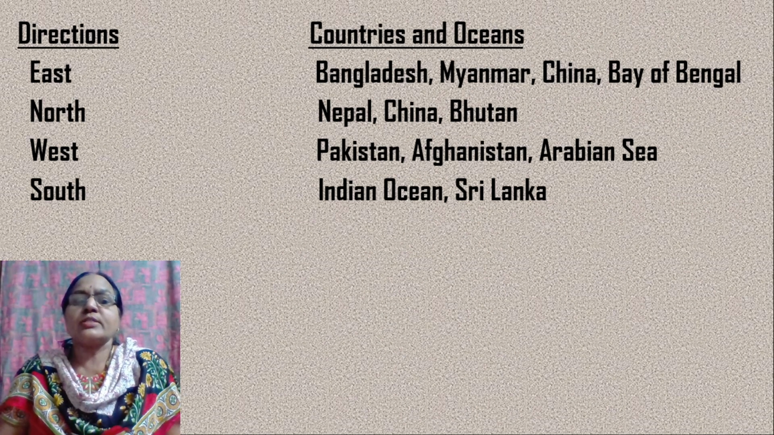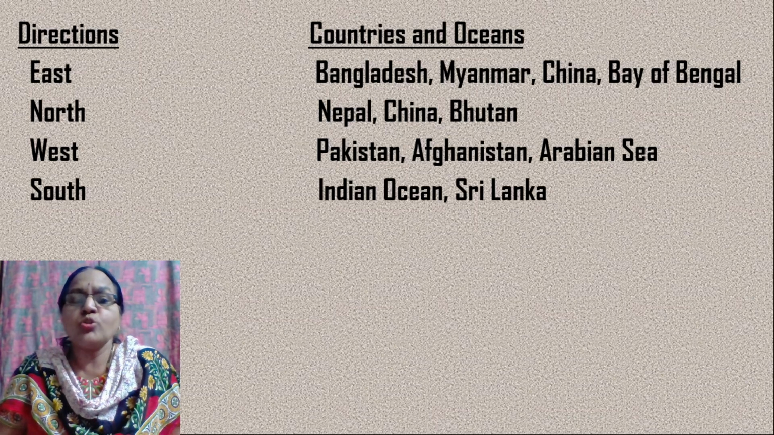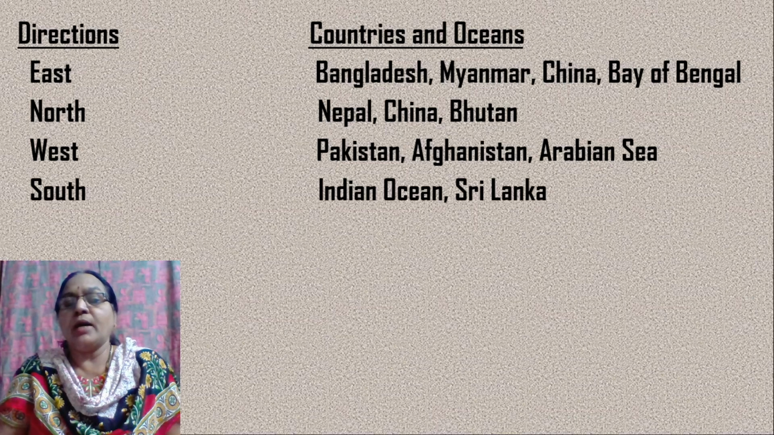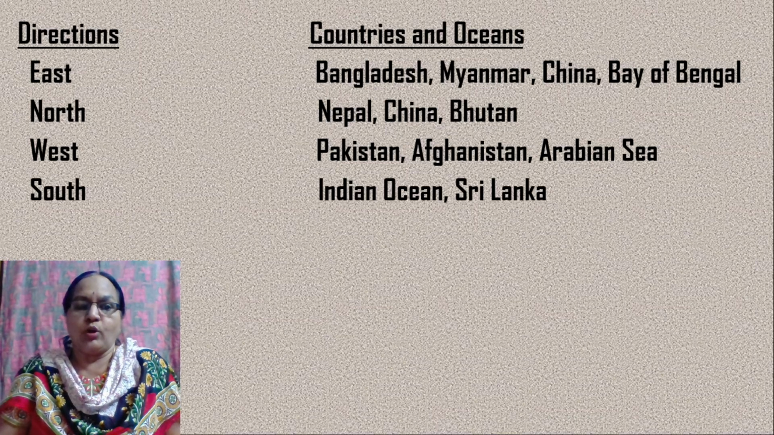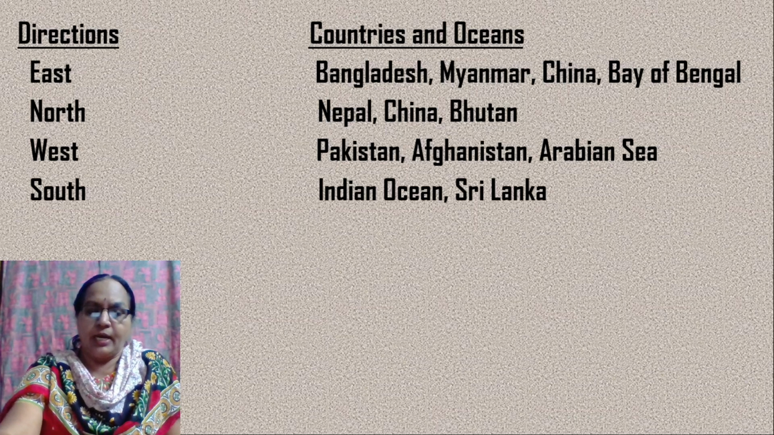Now let's come to the countries and oceans which surround India. On the eastern side, we have Bangladesh, Myanmar, China and the Bay of Bengal. To the north, we have countries like Nepal, China and Bhutan. On the western side of India, we have Pakistan, Afghanistan and the Arabian Sea. And to the south, we have the Indian Ocean and the island of Sri Lanka.